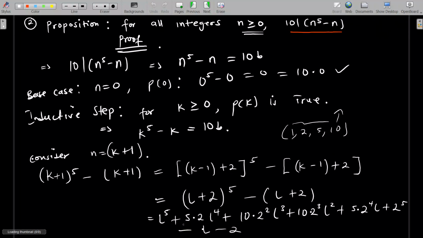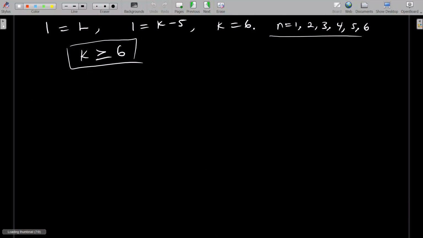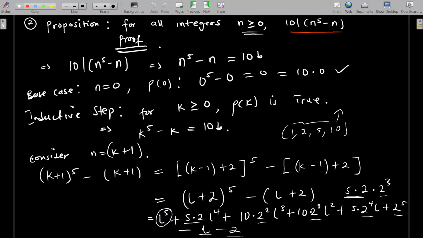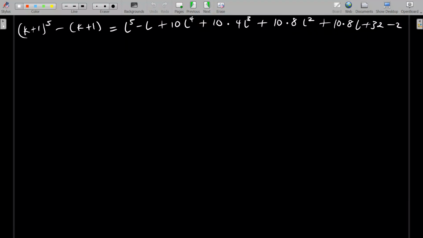5 multiplying 2 is 10, 2 squared is 4, and this is 8. You know, this is 5 multiplying 2 to the power 3. So when you multiply them, you have 10 multiplying 8. I have something like that in there, and then 2 to the power 5 is 32, then minus this 2, and then if you realize, the first two terms I wrote are L^5 minus L. So sorry, where did we go? Yeah, so this is what we have.